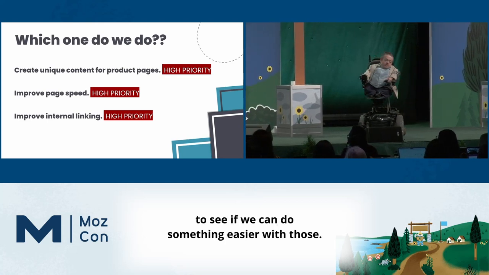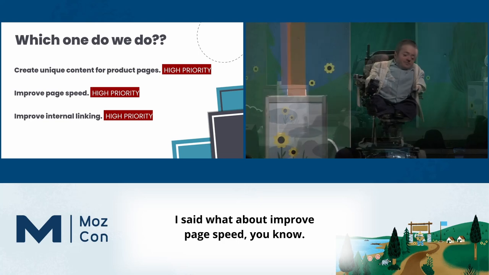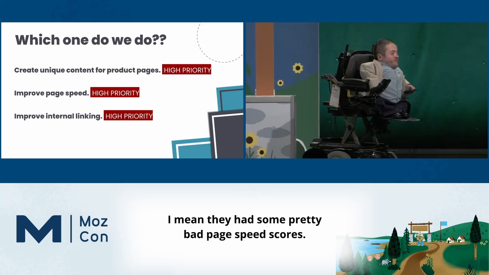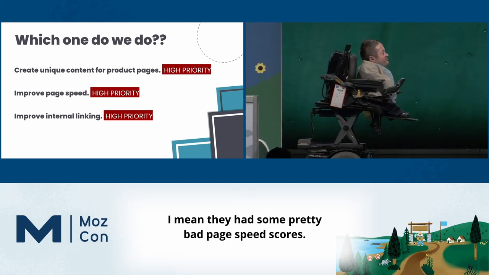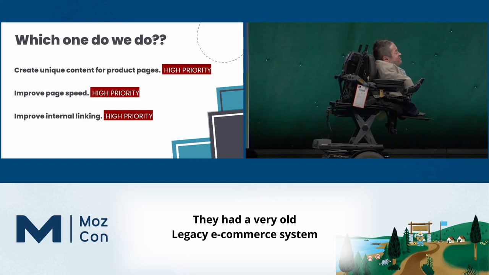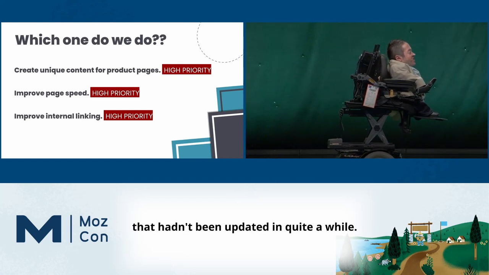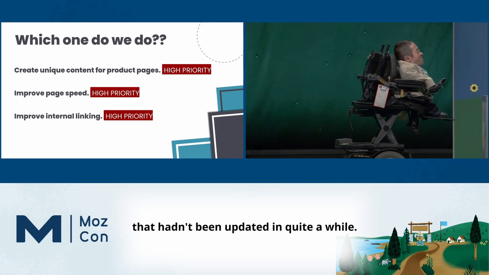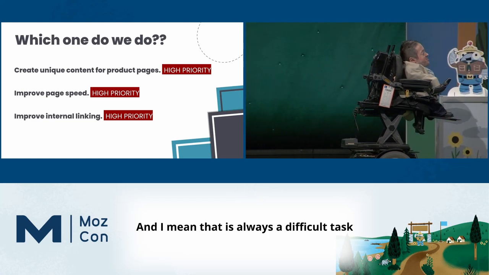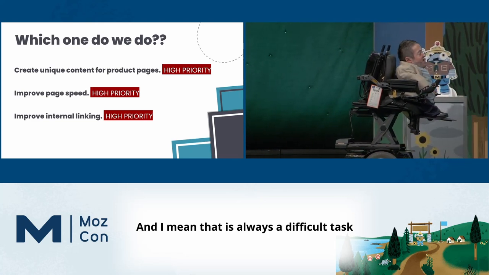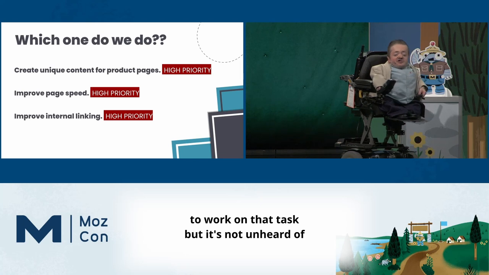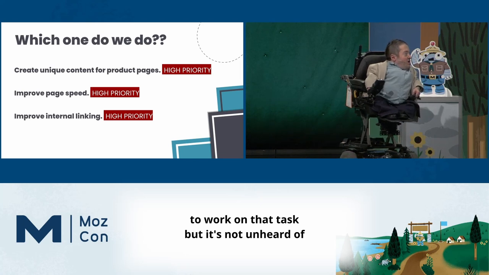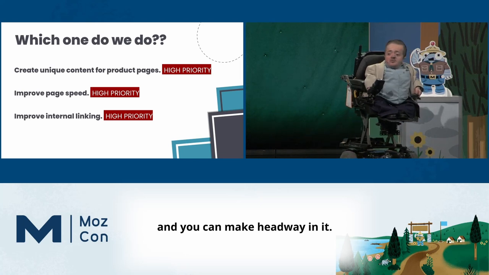And I said, what about improved page speed? They had some pretty bad page speed scores. They had a very old legacy e-commerce system that hadn't been updated in quite a while. And that is always a difficult task to work on, but it's not unheard of that you can make headway in it.